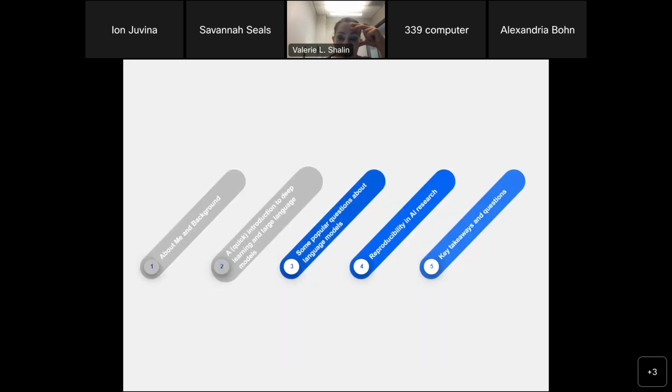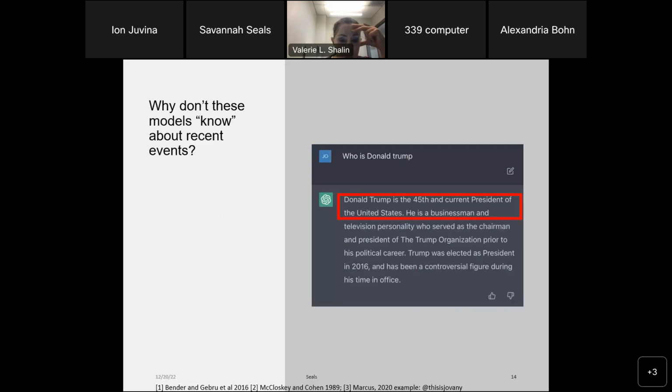Next, I'm going to talk about some popular questions about language models. First, why don't these models know about recent events? You may have seen things like, who is Donald Trump? Donald Trump is the 45th and current president of the United States. This was released shortly after ChatGPT was released in December.